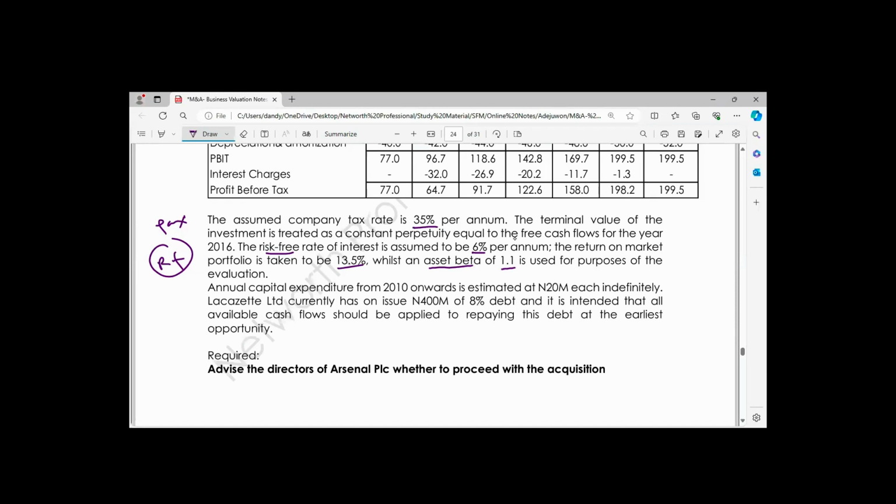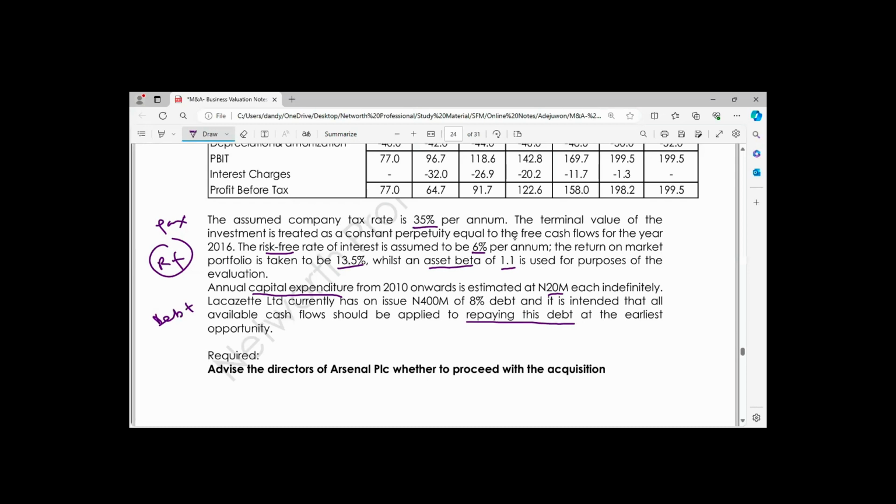Annual capital expenditure from 2010 onwards is estimated at 20 million naira each indefinitely. So we have capital expenditure here too, which is 20 million. Okay, Lacazette Limited currently has in issue 400 million of 8% debts. And it's intended that all available cash flow should be applied to repaying these debts. So there's information on debts here.